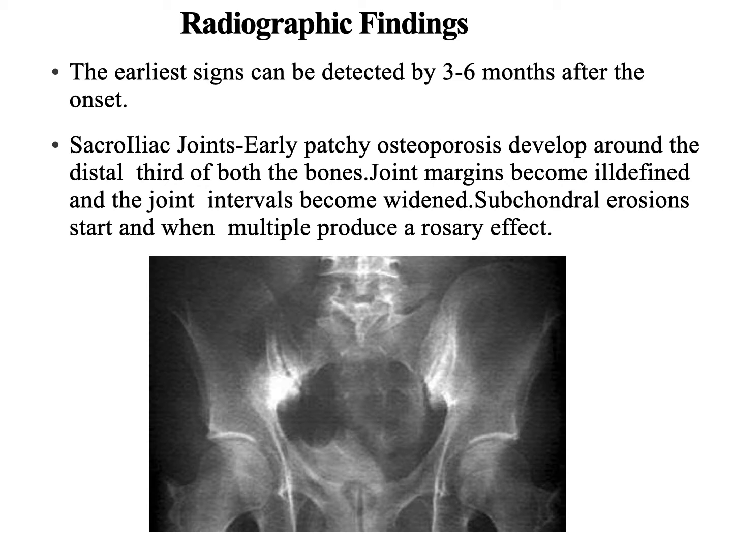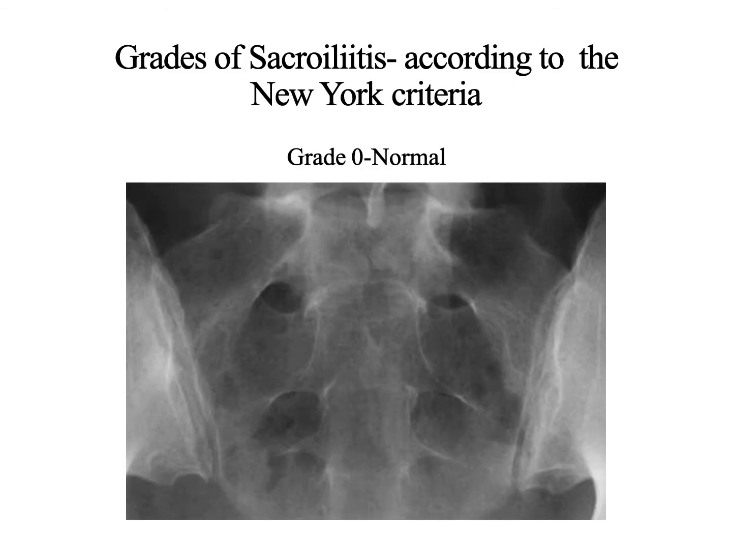Radiographic findings: the earliest sign can be detected 3 to 6 months after the onset. Sacroiliac joints are the most common joints involved. Early patchy osteoporosis develops around the distal third of both the bones. Joint margins become ill-defined and the joint intervals become widened. Subchondral erosion starts, and when they are multiple, they produce a rosary effect.